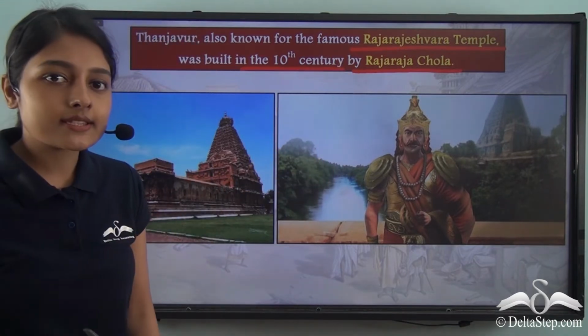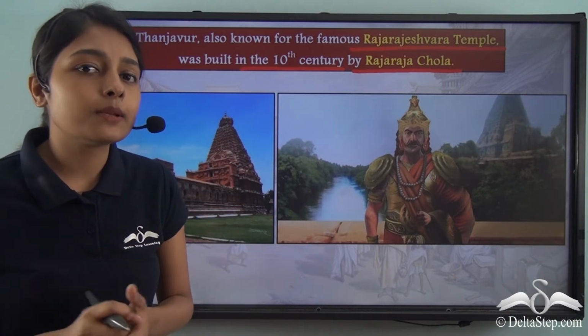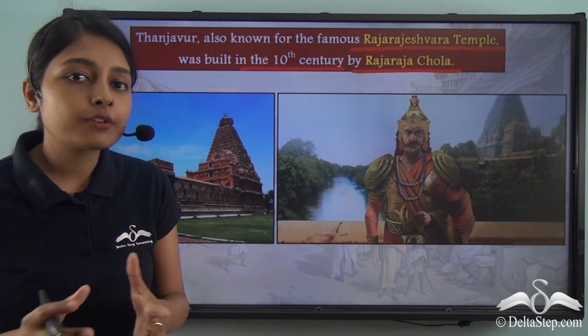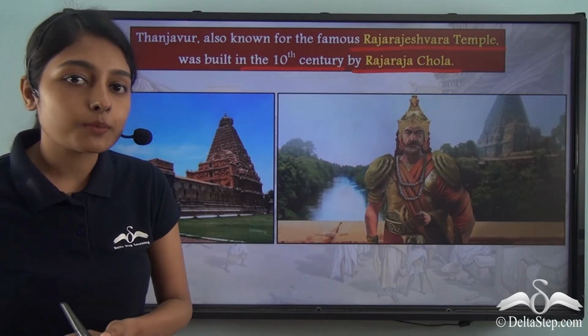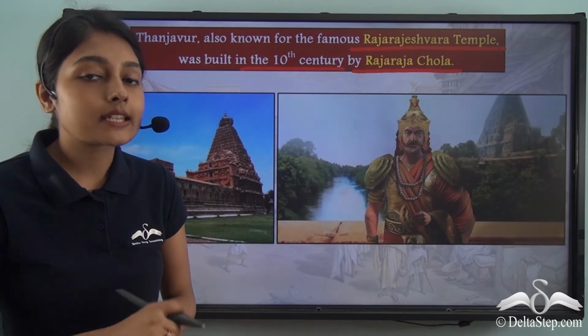In this image you can see the Raja Rajeshwara temple. It is an architectural marvel in its own right. It's huge and it's massive. It's beautiful at the same time, and it was King Raja Chola who commissioned the construction of the Raja Rajeshwara temple in the 10th century.